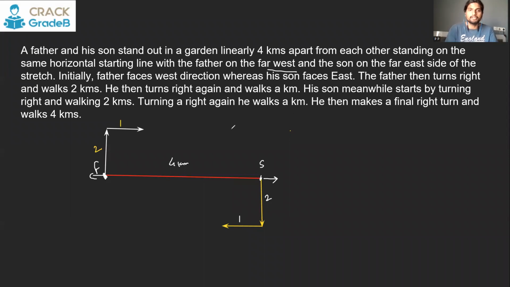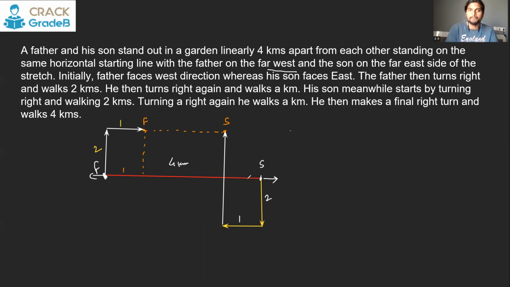Turning right again, he walks a kilometer. Then he makes a final right turn and walks 4 kilometers. So now the son is going to turn right and walk 4 kilometers. These two plus these two, so he is going to be in line with the father here. They're asking different questions, of course, but as you can see here, they are going to be in the same line. Father's final position is this, son's final position is this.